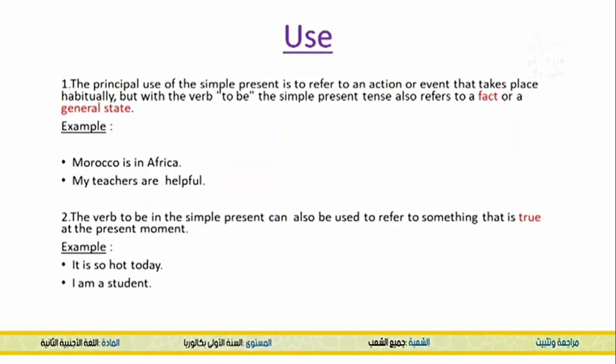The second case: the verb to be in the simple present can also be used to refer to something that is true at the present time. For example, it is so hot today. Or, I'm a student.